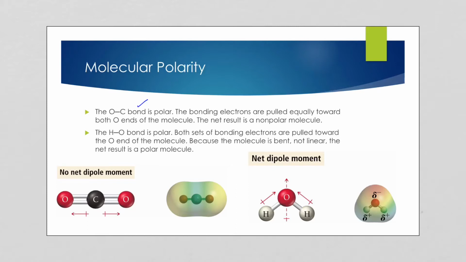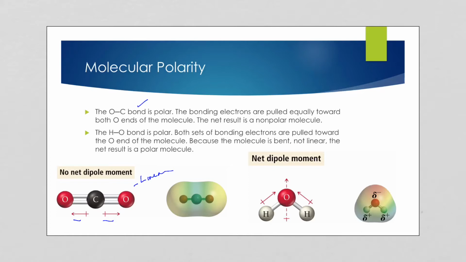But if we look at the dipole moments of each of these bonds, what we see is they're going to be exactly the same. And because of the arrangement here, this is a linear structure. So these oxygens are exactly opposite each other, 180 degrees.